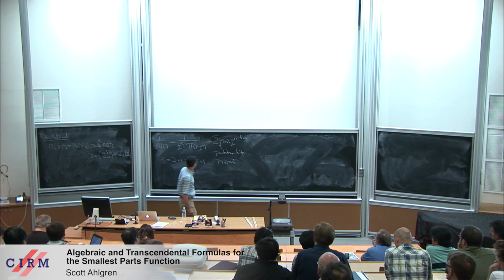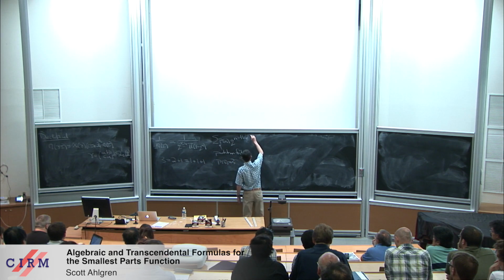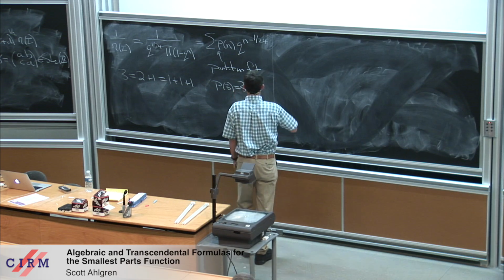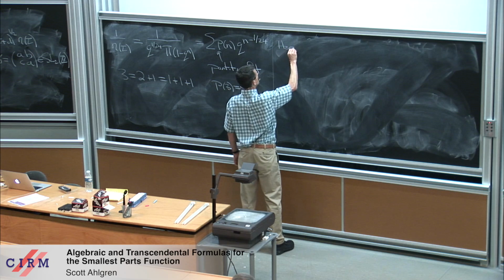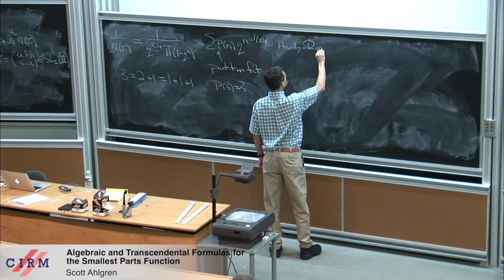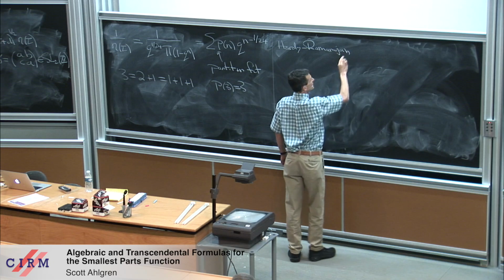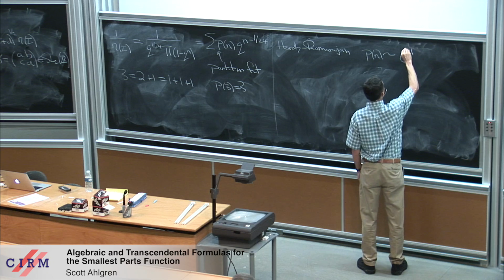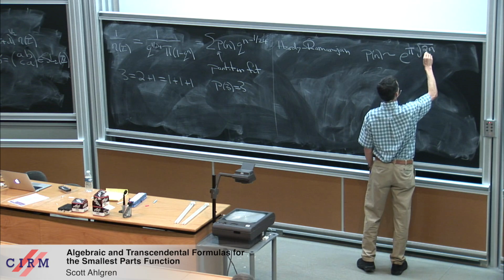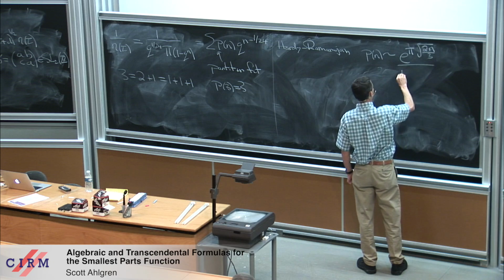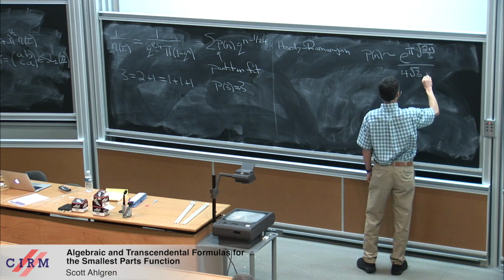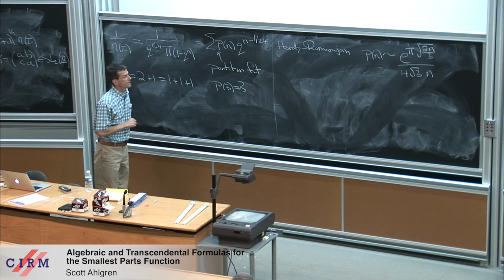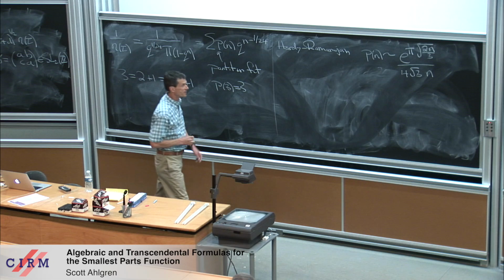A long time ago, Hardy and Ramanujan developed the circle method to answer the question of how big p of n is. They proved that p of n asymptotically grows like e to the pi times root of 2n over 3, over 4 root 3 times n. This method was perfected later by Rademacher, who obtained an exact formula for p of n.